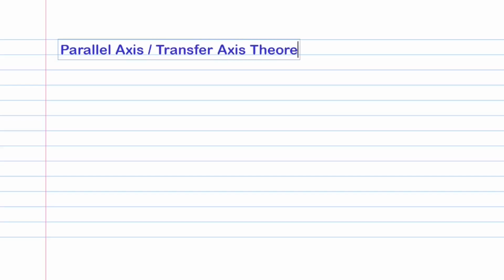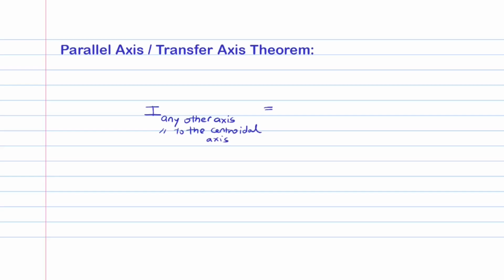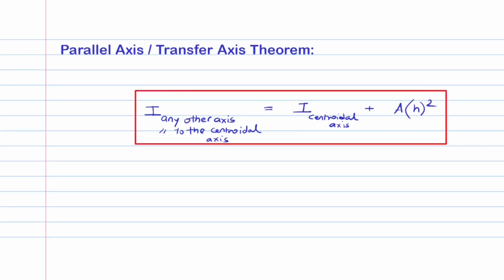Now that we know how to calculate the position of the centroid for a complex section, it's time to calculate the area moment of inertia about the centroidal or neutral axis. Here, we shall make use of the parallel axis or transfer axis theorem extensively to transfer the area moment of inertia of a basic shape from its own centroid to the parallel axis passing through the centroid of the whole section. By definition, it is given by I about any other axis parallel to the centroidal axis equals I about the centroidal axis plus the product of the area and the square of the distance between the two parallel axes.